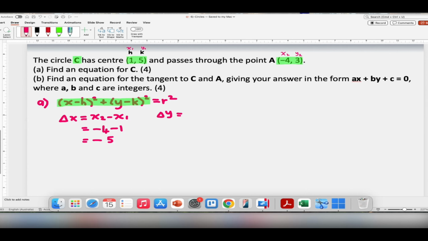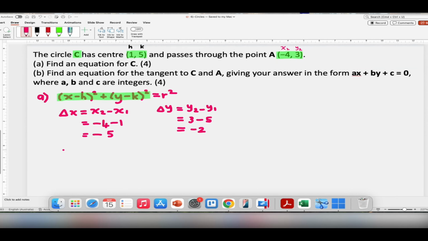Let's work out the difference in y values. We are following the same method, so it's y2 minus y1. We've labeled our x and y coordinates. Our second y coordinate is equal to 3. Our first y coordinate is equal to 5. 3 minus 5 is equal to -2. So now to calculate the radius squared, -5 squared plus -2 squared. Now -5 times -5 is equal to 25.